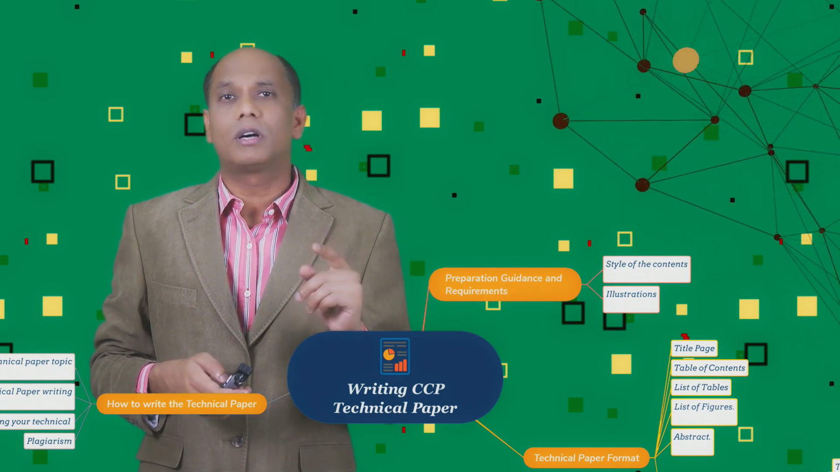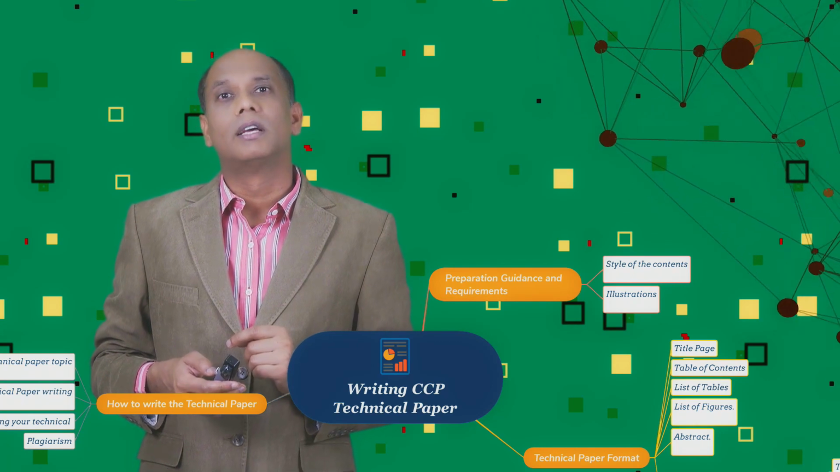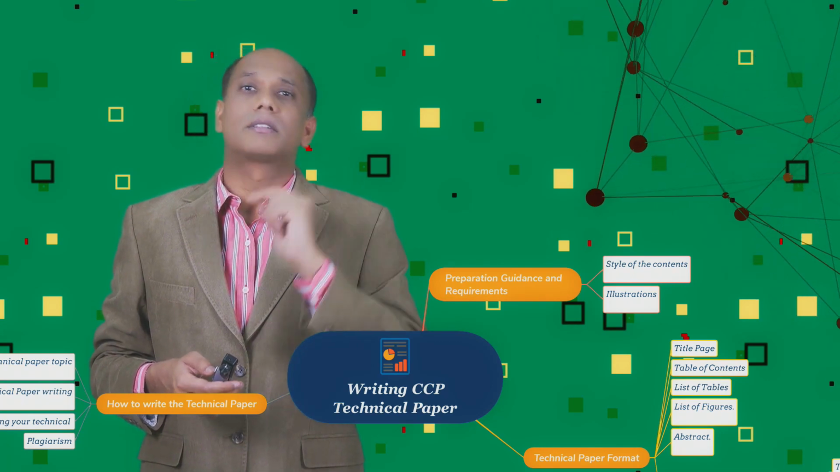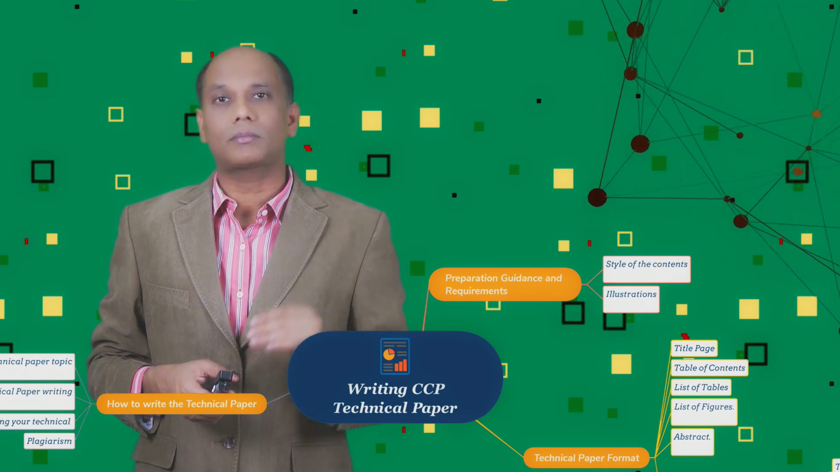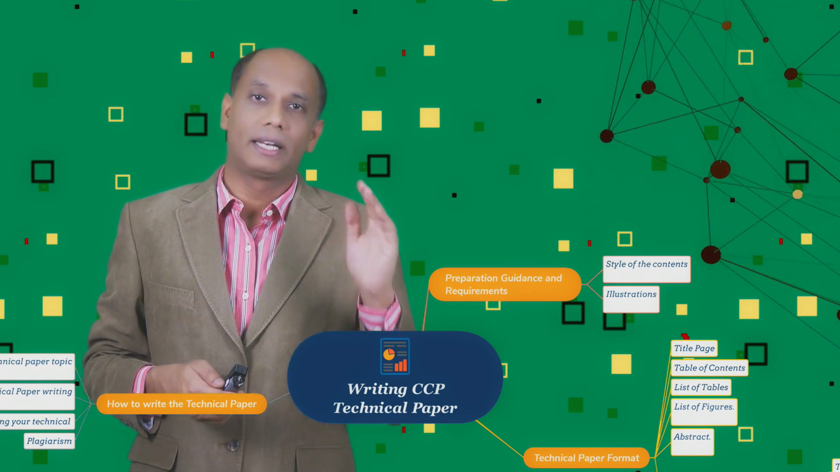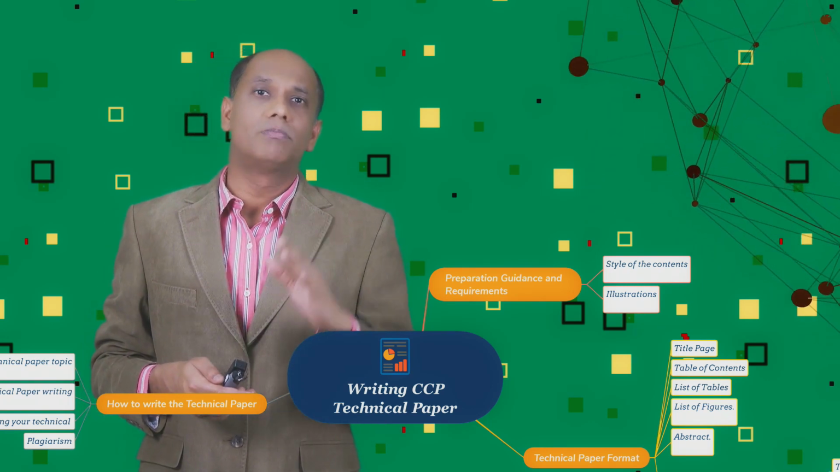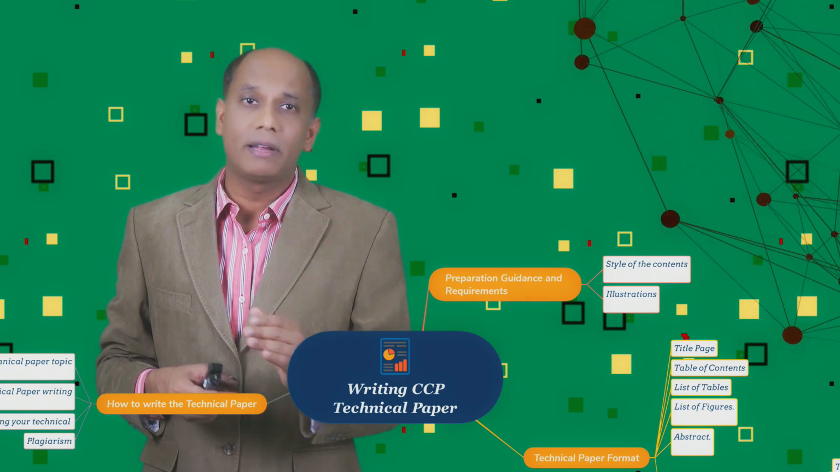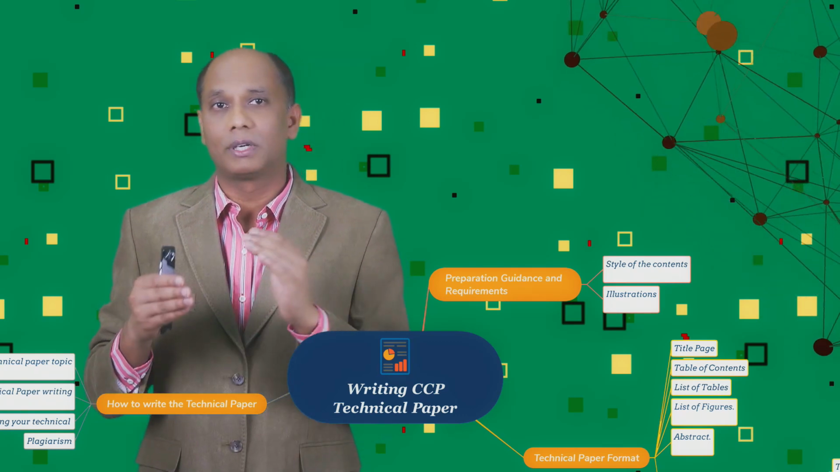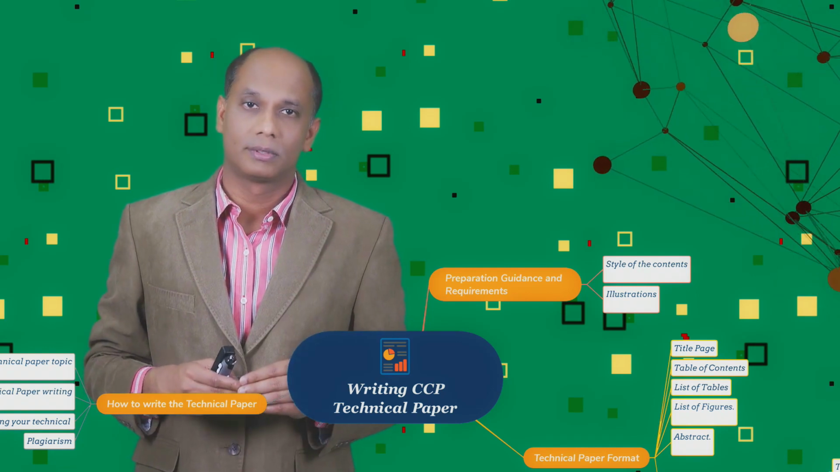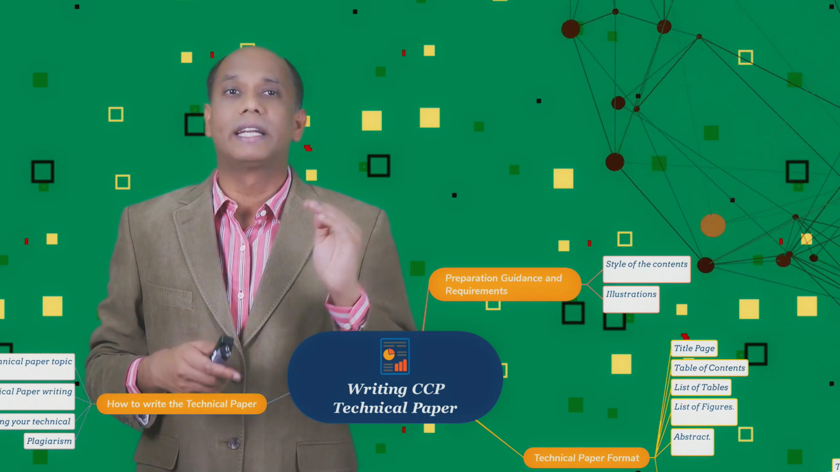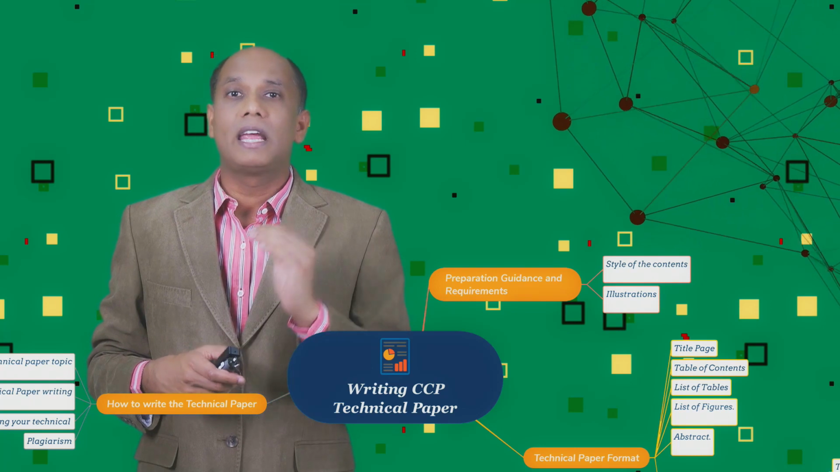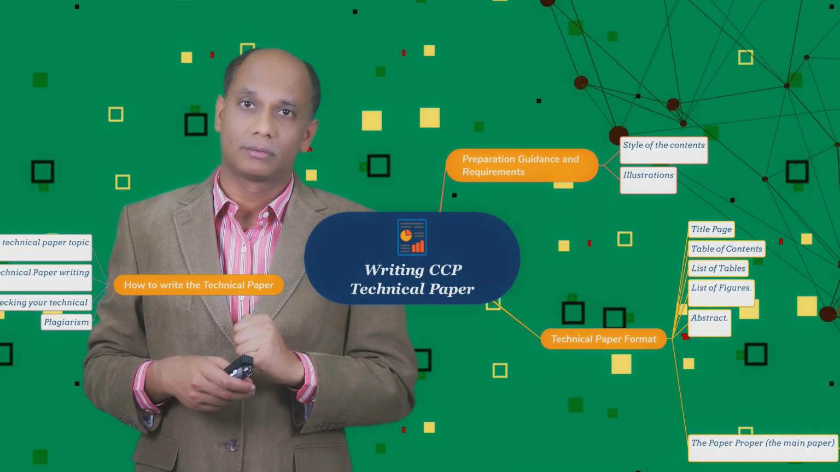Under this topic, we talked about two important things: style of content and illustrations. We understood that it is not only the technical content, but presentation of material in an orderly and informative manner using the right grammar and punctuation that is equally important. Illustrations must be integrated with text. Company names and equations should be in the right format.